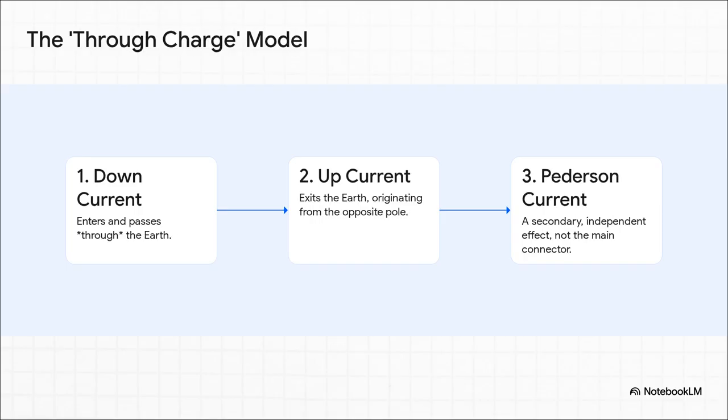Now, contrast that with the author's through charge model. It is completely different. Here, the down current doesn't stop and turn sideways. Nope, it goes straight through the Earth. And the up current isn't connected on the surface. It's just the other end of that flow coming out the other side. That Pederson current still exists, but it's just a side effect, not the main highway.